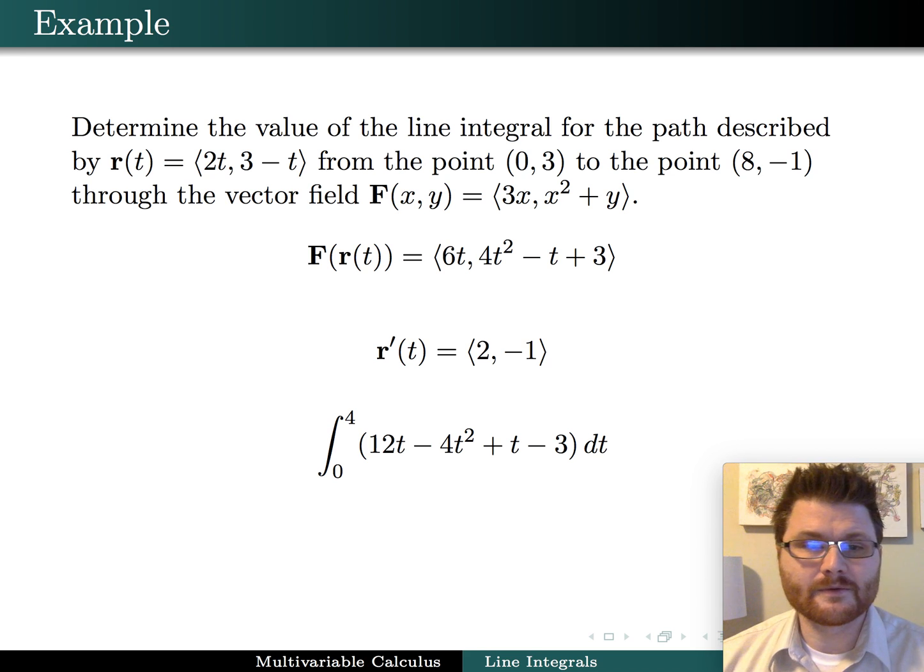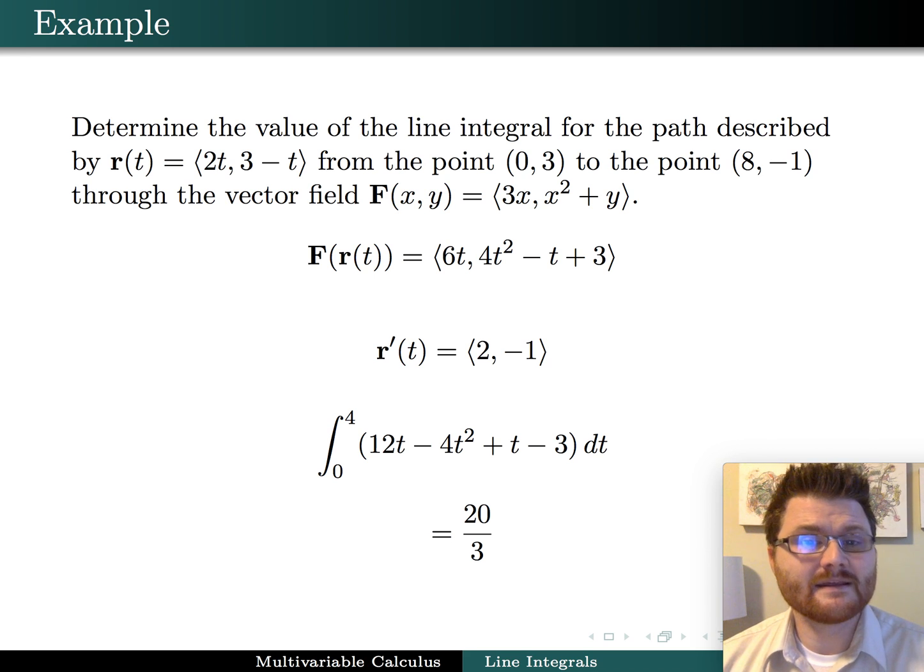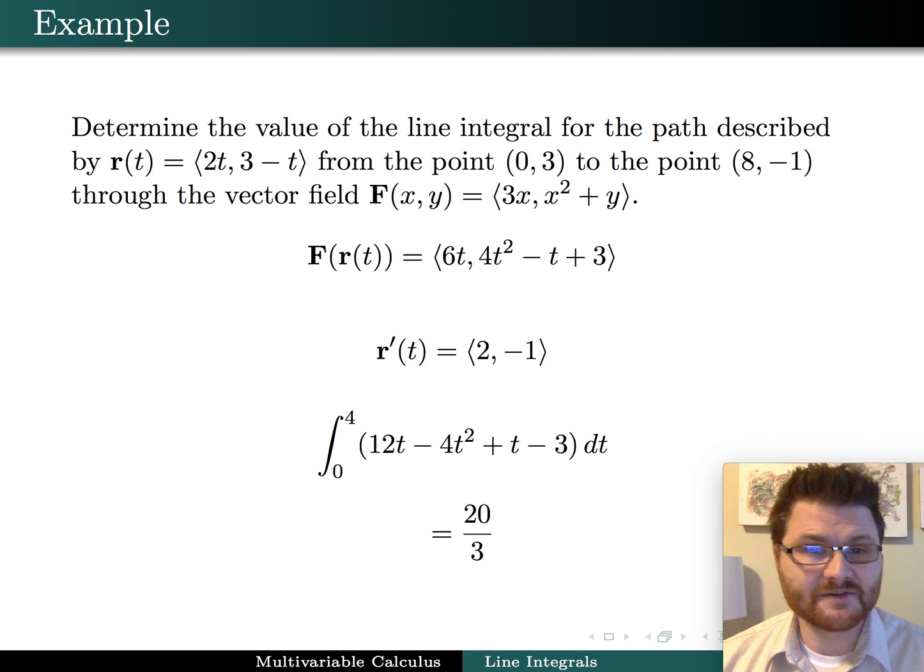You could have dealt with this integral in your previous calculus class easily. So take a moment to figure out what you get. And if I didn't make any mistakes, we get this. And that being a positive number means the vector field was more often in support of the direction we were moving along our path. What would be the case if the vector field was more often than not in opposition, or more strongly in opposition in total, to the direction we were moving along our path? What would we get for the line integral in that case?